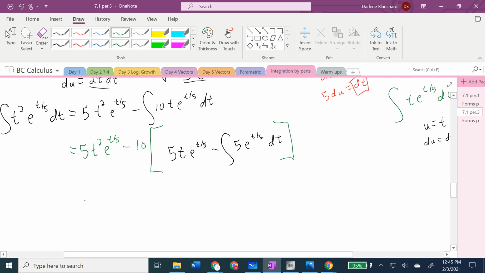We're almost done with this problem. Distributing through, I am getting negative 50t, and then plus negative 10 times negative 5 is going to be plus 50. And then I'm going to solve the integral of e to the t over 5 dt, which we already saw is, due to u substitution, 5 times e to the t over 5 plus c. Woo! Yeah.